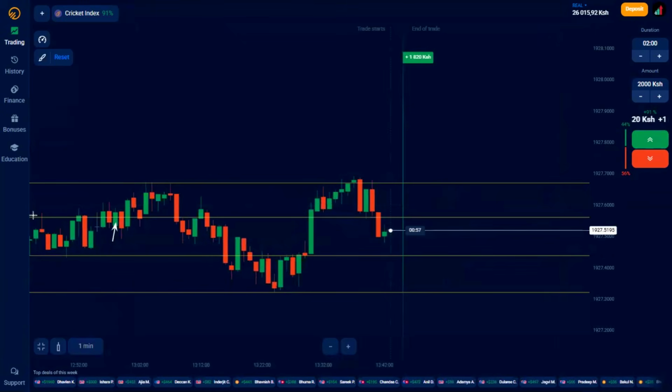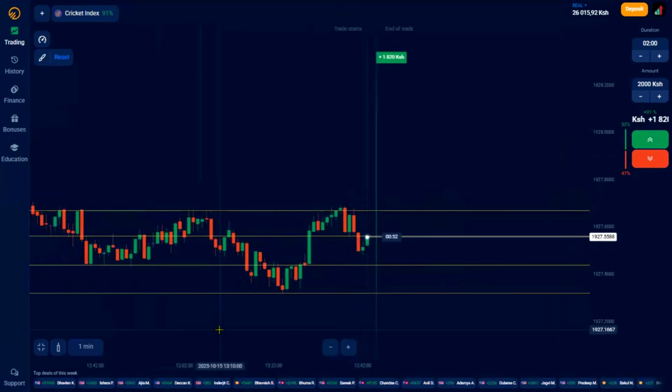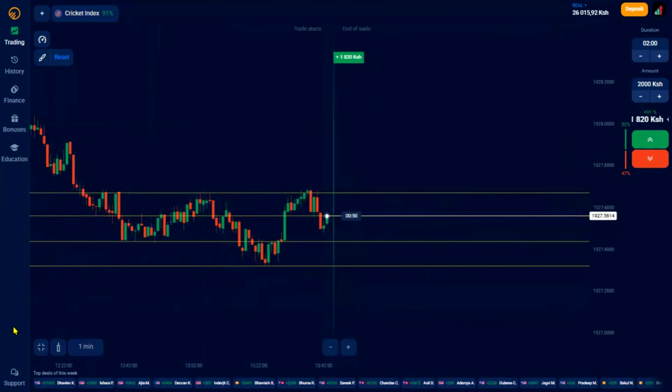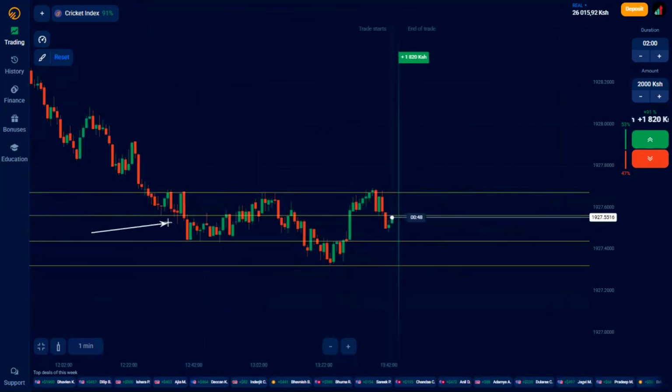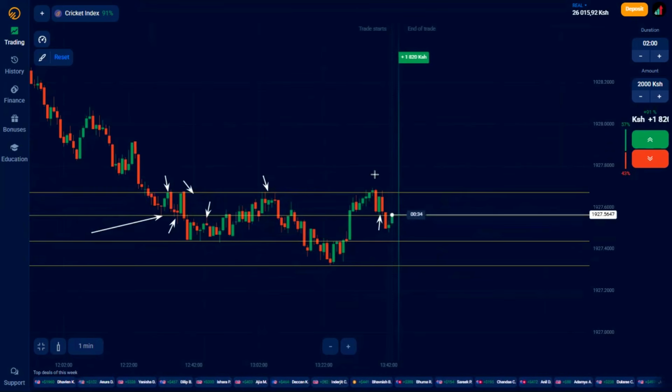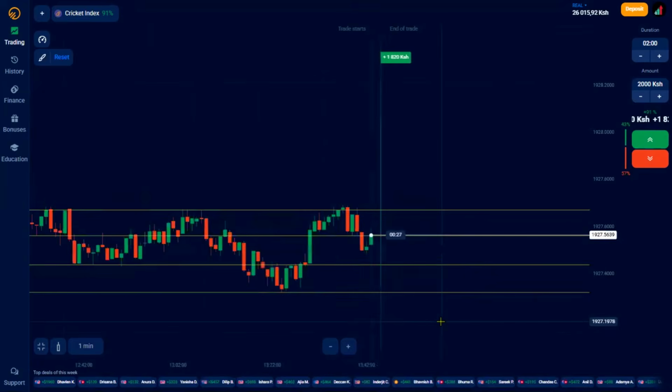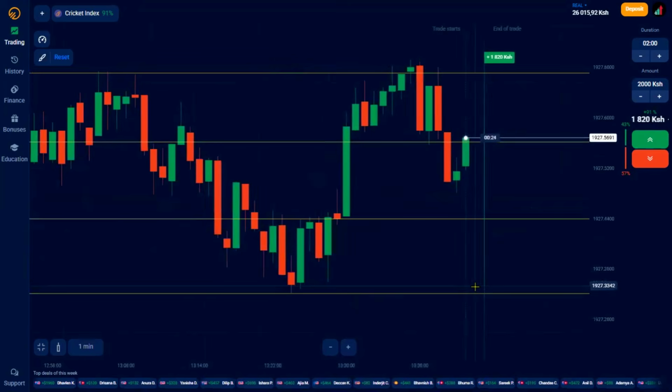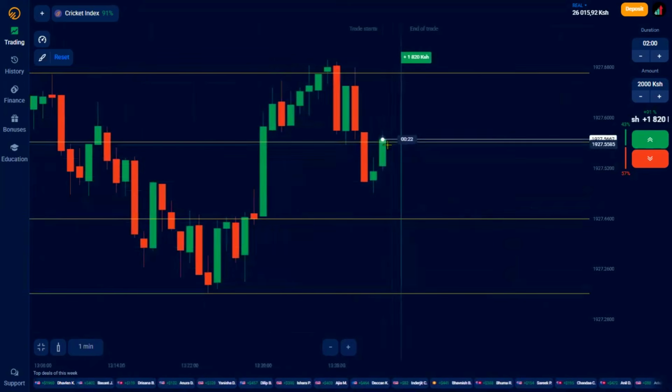See? Sorry, guys. Let me zoom. So you can see this wick, this wick, this wick. Okay. And this one. So there was a reaction there. You have this reversal, this reversal, this reversal. Yeah, that one. So now the price is at this zone here.